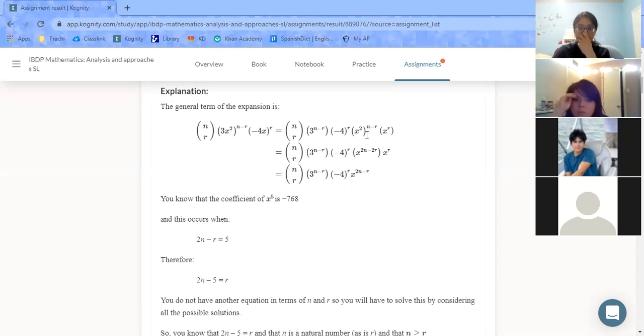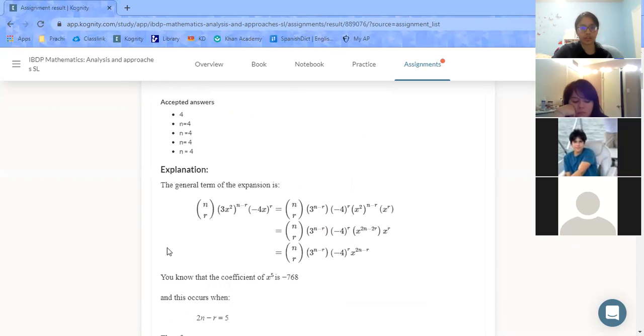And now you have the x's and the exponents on their own. Then you multiply 2 times n minus r, so you get x to the power of 2n minus 2r, and then you still have x to the power of r. So then you would add those, and you get x to the power of 2n minus r.